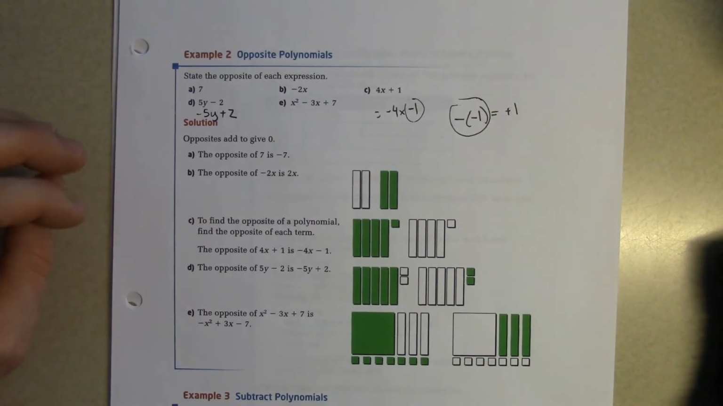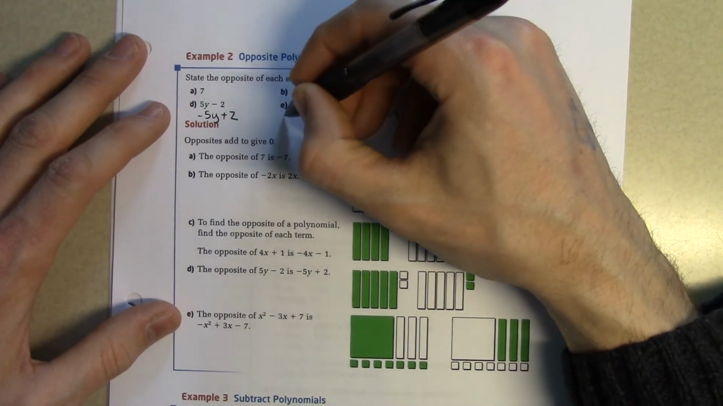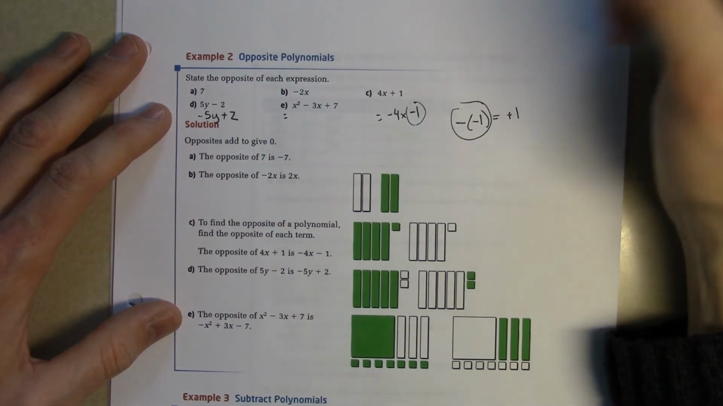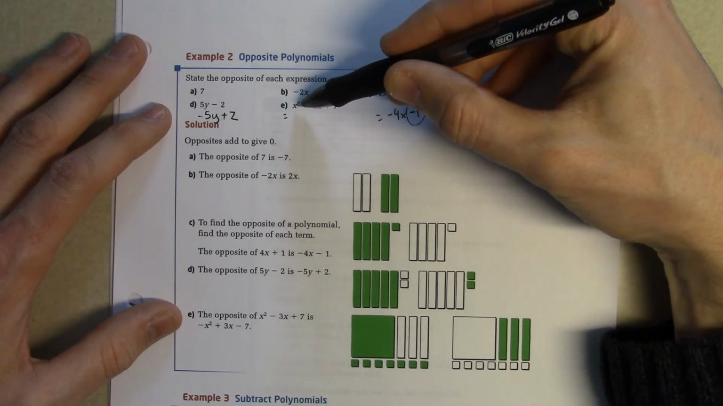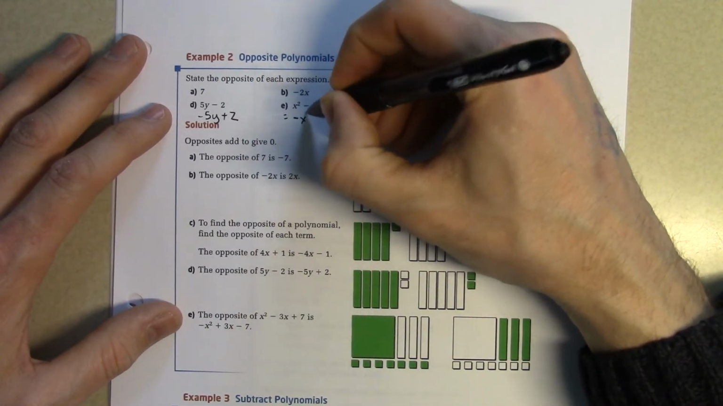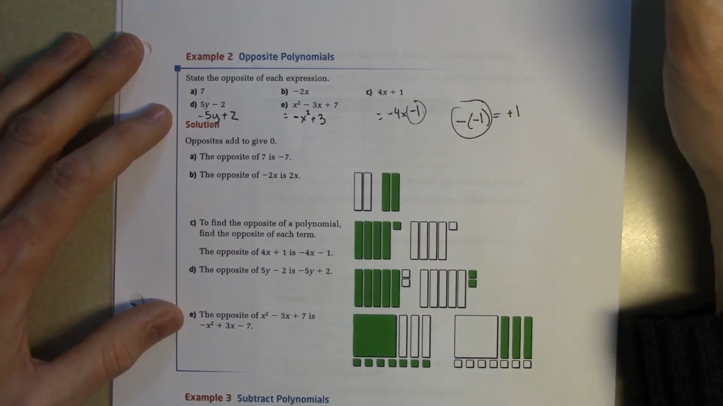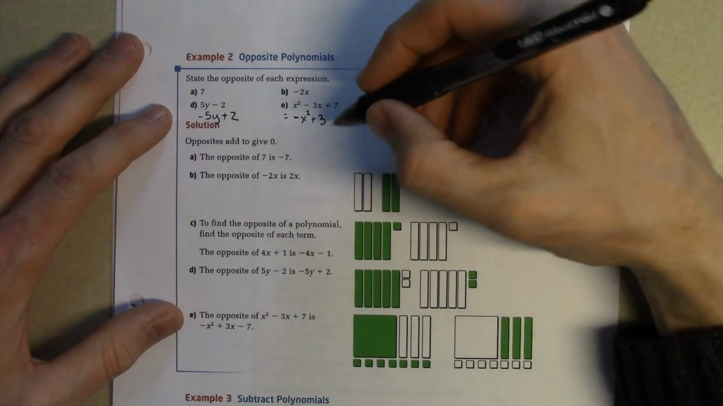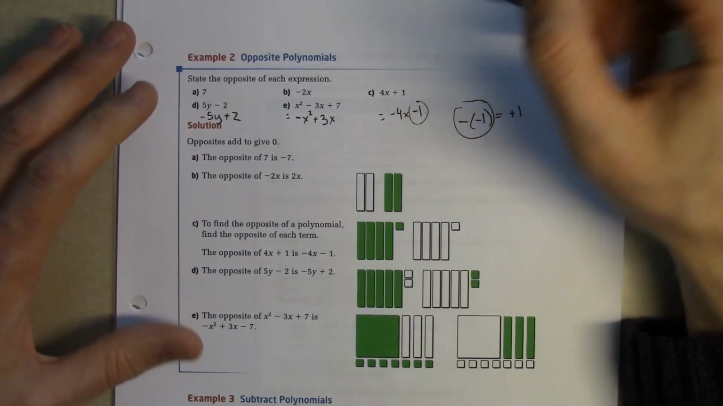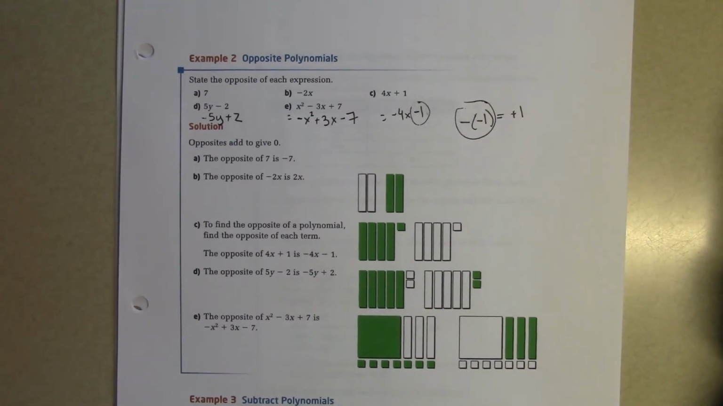Luca, second row. Switch the signs. The opposite. So this is positive x squared, it's going to become negative x squared. Next one, negative 3x, that'll be plus 3x. And then negative 7, good. We're just switching the signs. The opposite, you just change the sign. That's it.